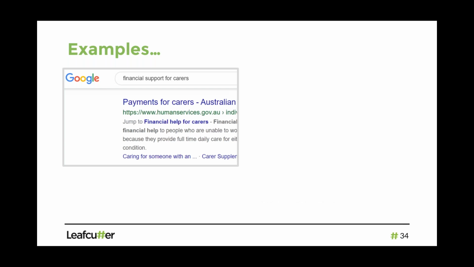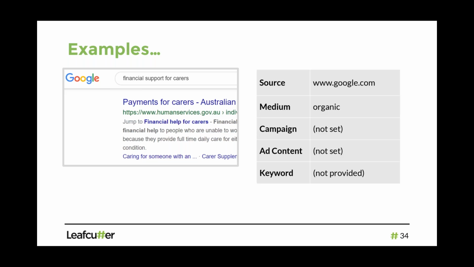Another example: I do a search, financial support for carers, and the first link there goes to the Human Services website. When I follow that link, the source is google.com, the medium is organic. There's no campaign, there's no content. I mentioned organic keywords are no longer provided, so that would just say not provided. And then the channel is organic search.